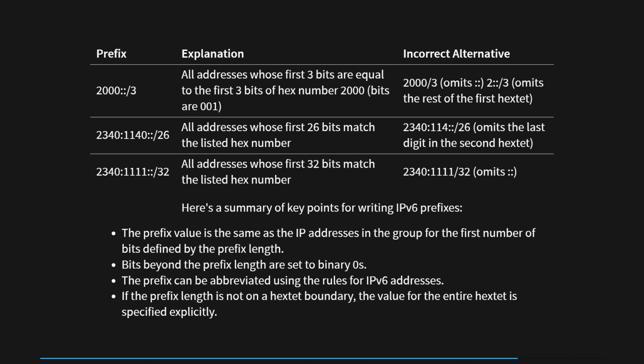The prefix value is the same as the IP addresses in the group for the first number of bits defined by the prefix length. Bits beyond the prefix length are set to binary zeros. The prefix can be abbreviated using the rules for IPv6 addresses. If the prefix length is not on a hexdet boundary, the value for the entire hexdet is specified explicitly. This table provides several sample prefixes, their formats, and a brief explanation.